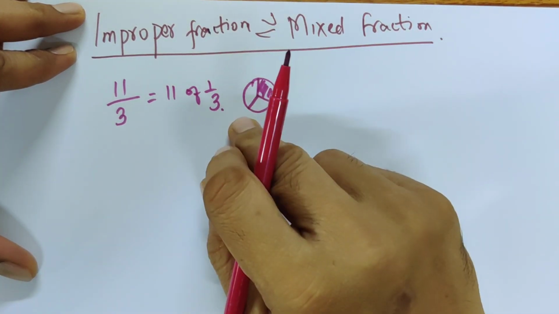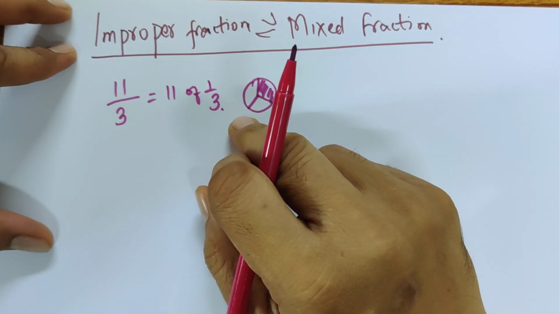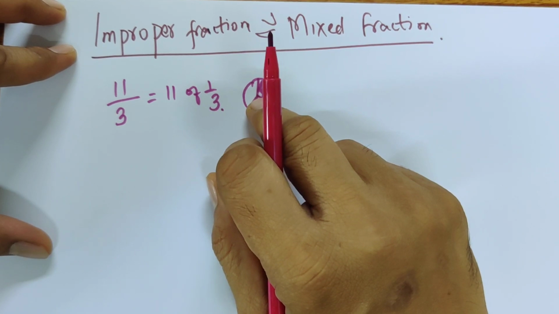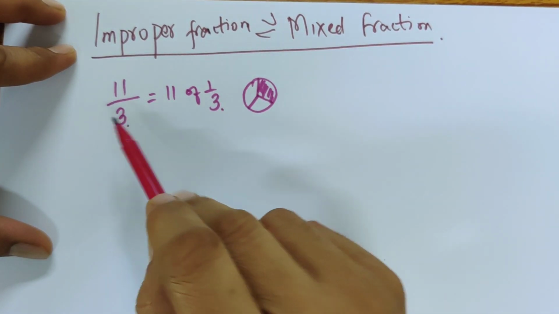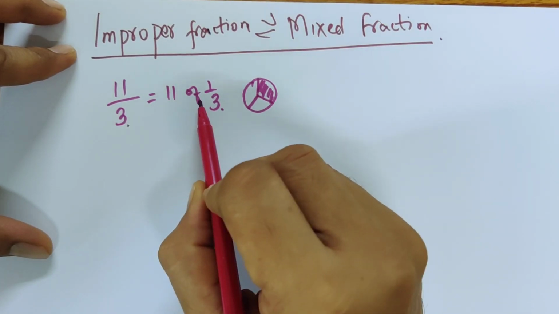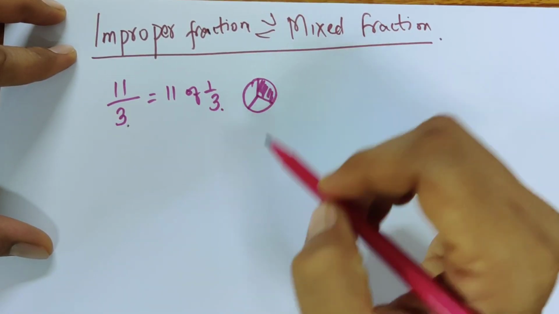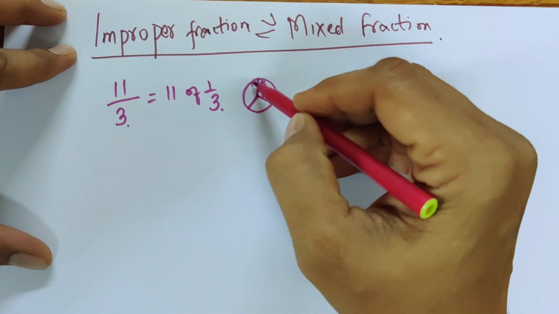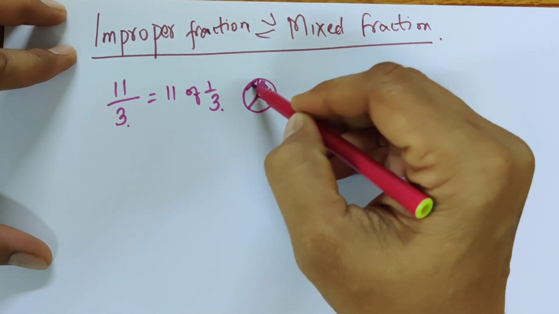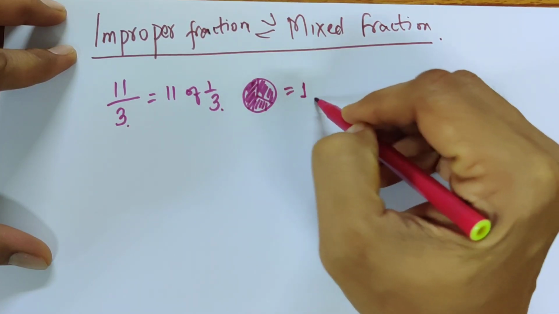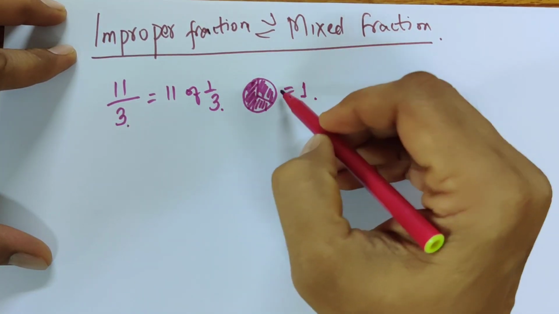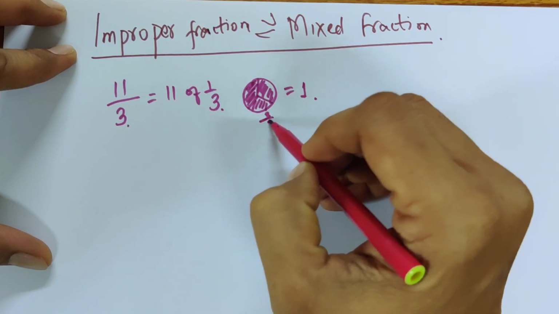I was asked to make a video to visualize improper fraction to mixed fraction. So if we look at 11 by 3, that is 11 pieces of 1 by 3. So 1 by 3 looks like that. So 11 of that. Every 3 of 1/3 will make a whole. So that becomes a whole, right? So I have used up 3 by 3.